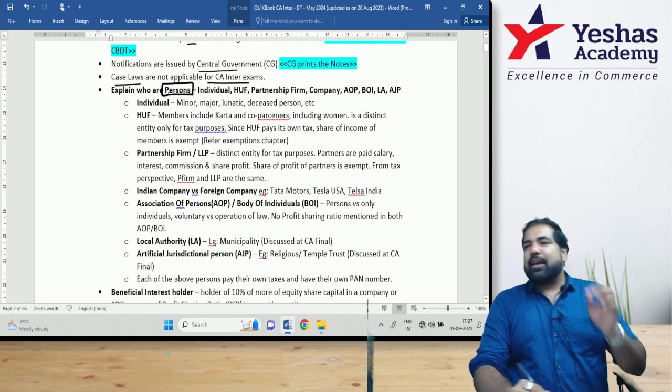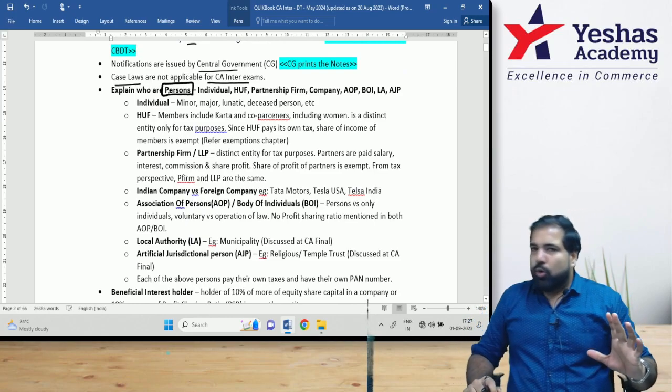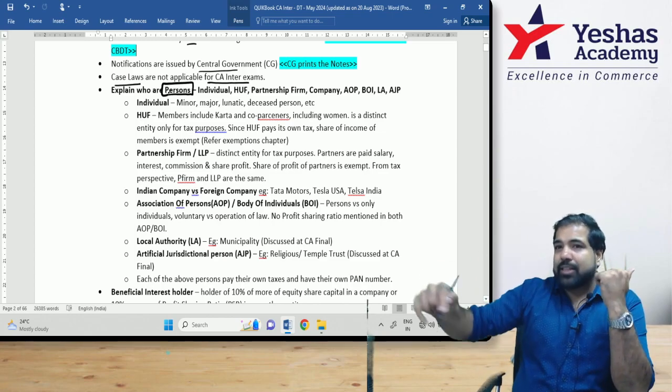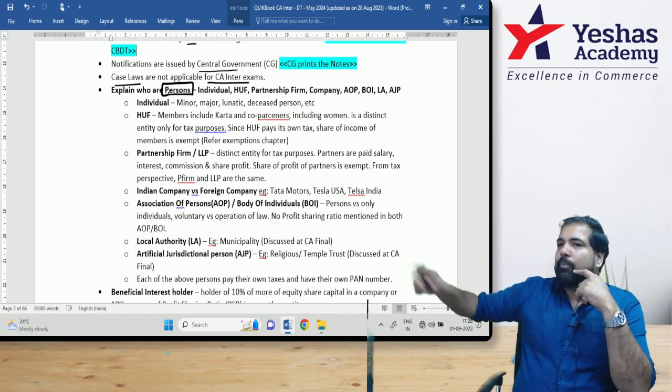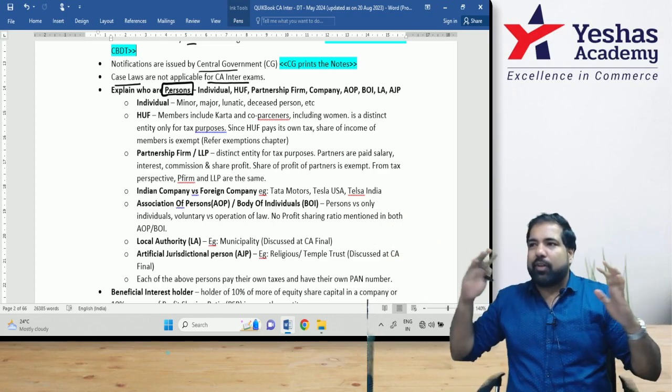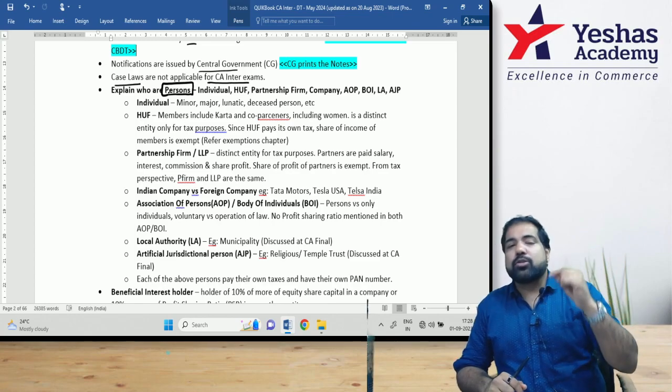And now let's see the different persons. Guys, is everyone taxed the same in India? No. Guys, I'm an individual, you're an individual, we are taxed differently. Yashas Academy is what? Partnership firm. Reliance is what? Company. My family HUF is taxed. Everyone is taxed differently. So the starting point is knowing who you are.